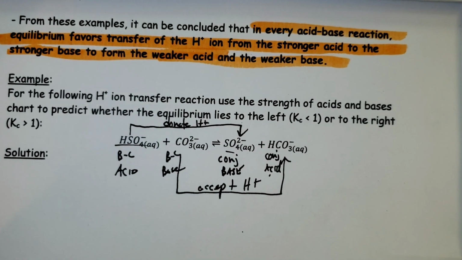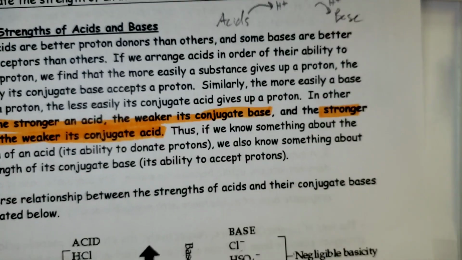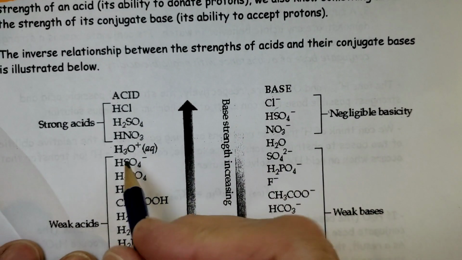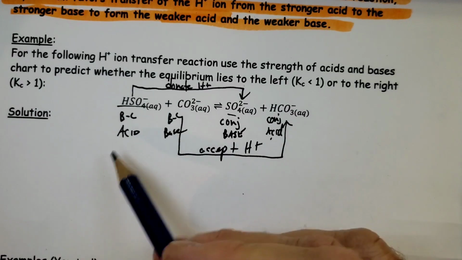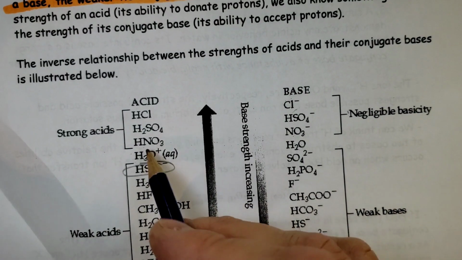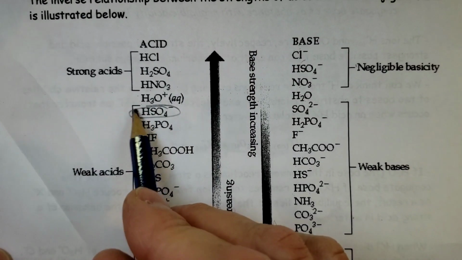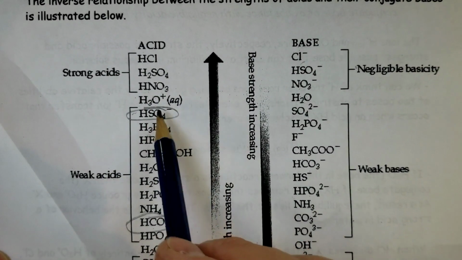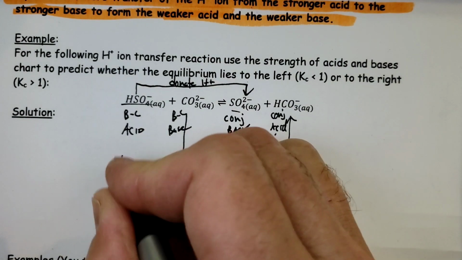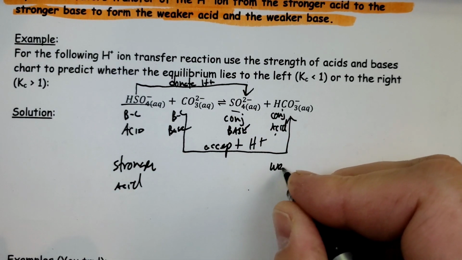So if we go back to that front page, let's look up HSO4⁻. Let's see here. HSO4⁻ is right here. And compare that to the other acid, HCO3⁻. There it is right here. So as we can see, the stronger the acid, the further up the chart. So HSO4⁻ is the stronger acid. Then over here, the weaker acid.